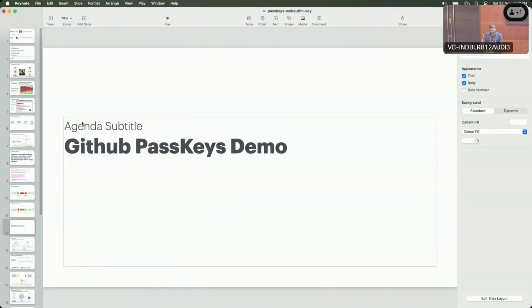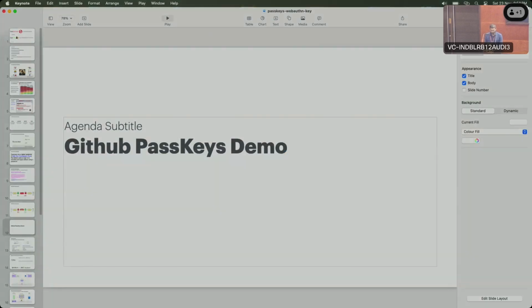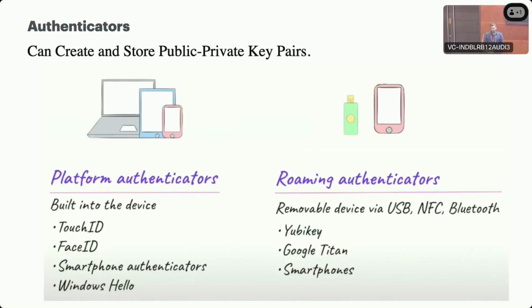Okay, let's get into it. We now have the public key and private key concept I explained to you. We need some devices to generate that public key and private key, so we call them authenticators. What authenticators do is create the public key and private key for you. They store the private key securely in that device.